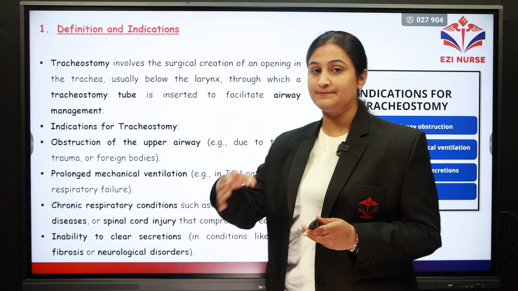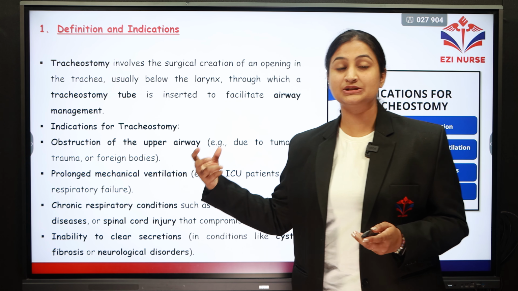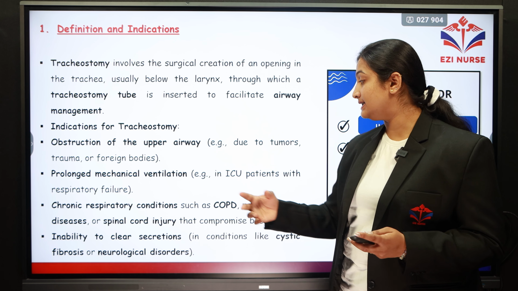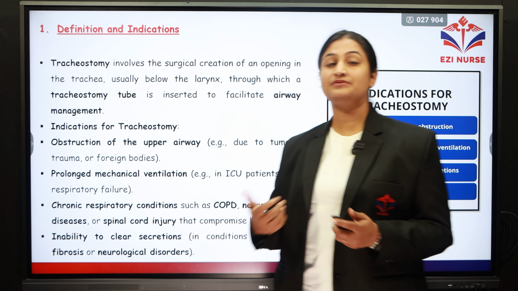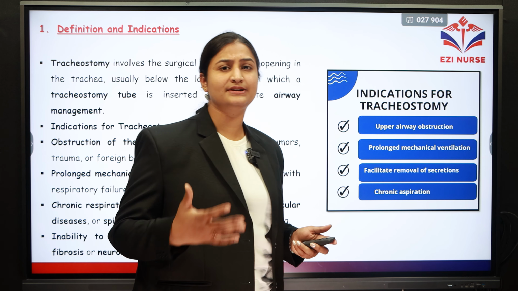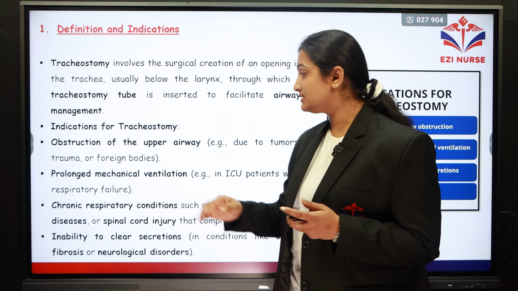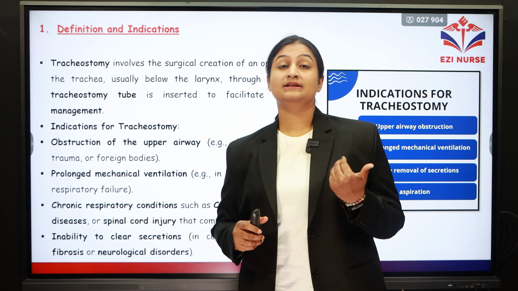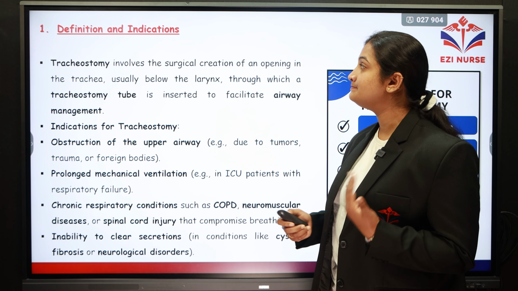And the indications. What are the indications for this tracheostomy? So first one is the obstruction of the upper airways. Second one is prolonged mechanical ventilation, for example in ICU patients with respiratory failure. So if the patient is unable to breathe or if they are having any lung infection or these kind of things, in those setups also these tracheostomy tubes can be used. Then chronic respiratory conditions and inability to clear the secretion. So this is all about the indications for tracheostomy.